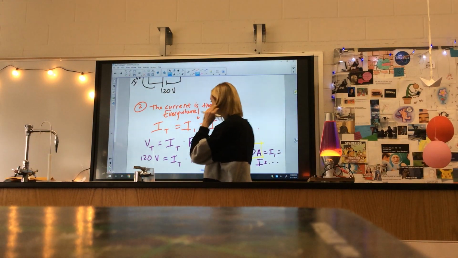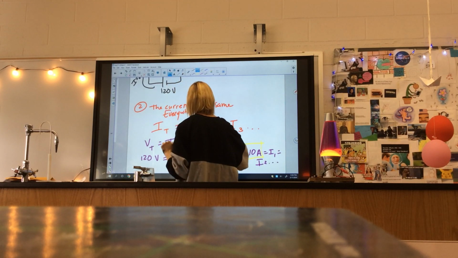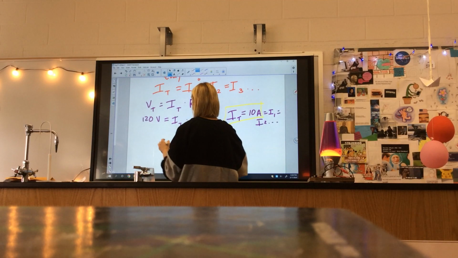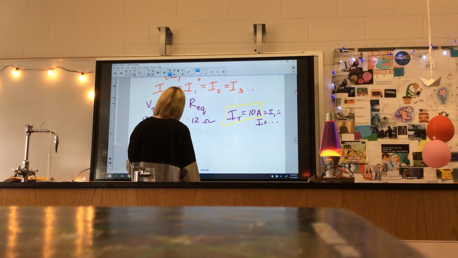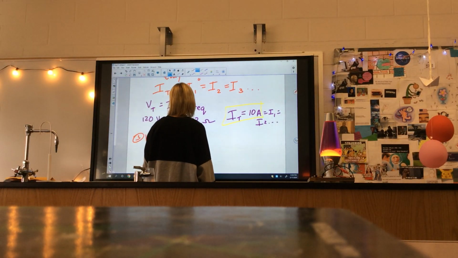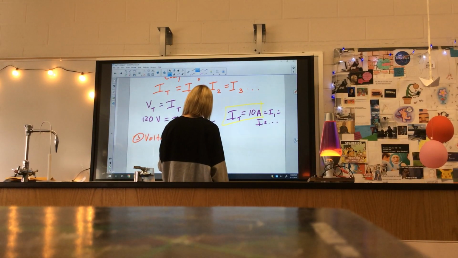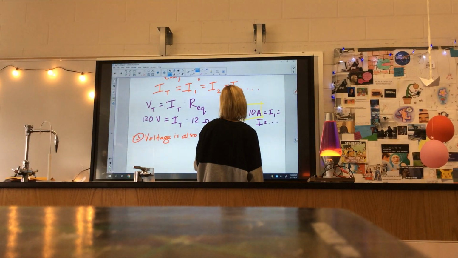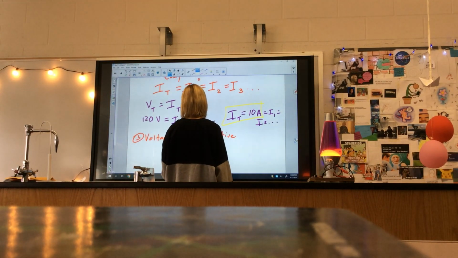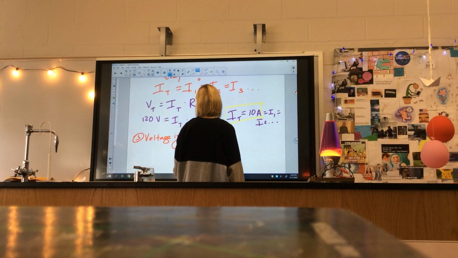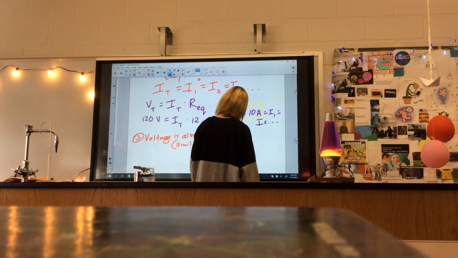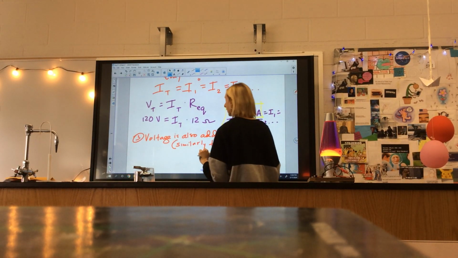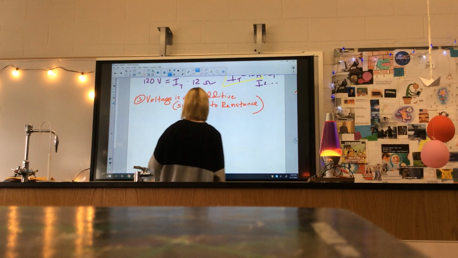The last thing, which is a point that I was trying to make, so the last rule for series circuits is that voltage is also additive, similarly to resistance. Remember the analogy that I made before. So I'm going to redraw this circuit.